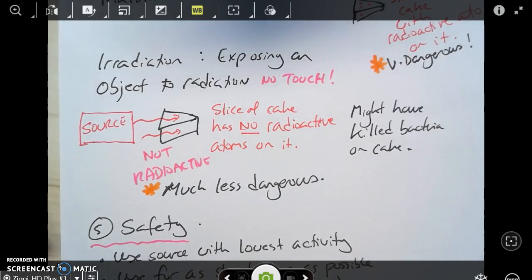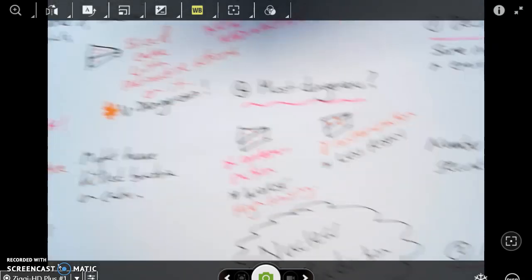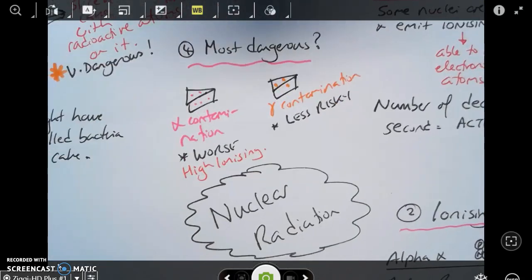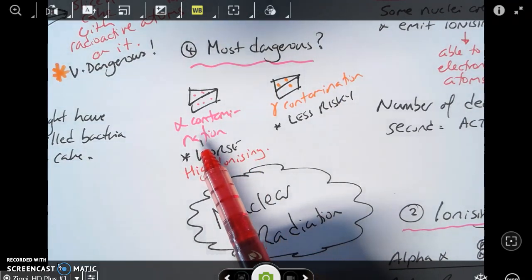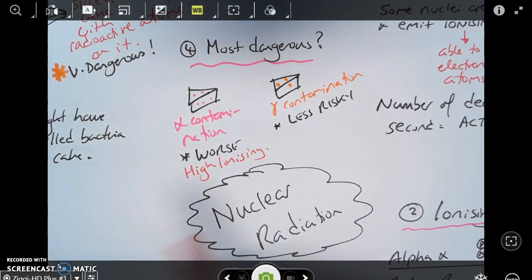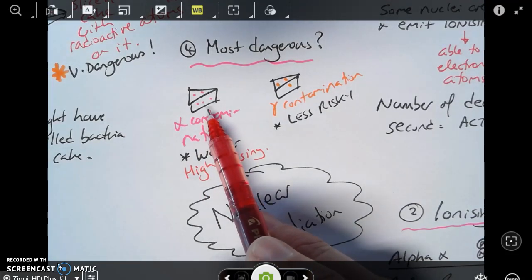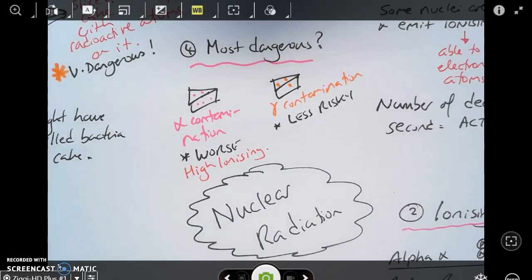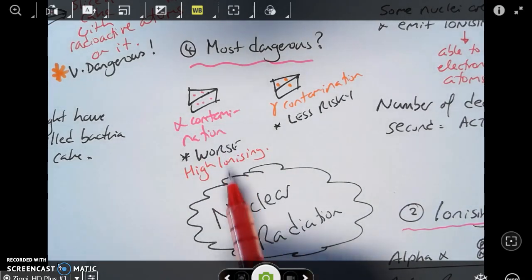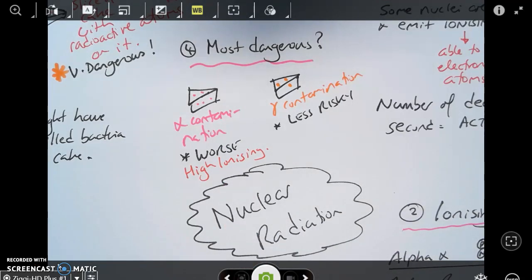Okay, number 4, so which is the most dangerous here? Well, of course, something that's contaminated with alpha radiation is the most dangerous, because alpha radiation is highly ionizing. So if you eat a piece of cake with an alpha emitter source on it, that means that you have eaten something that's highly ionizing and is very dangerous.